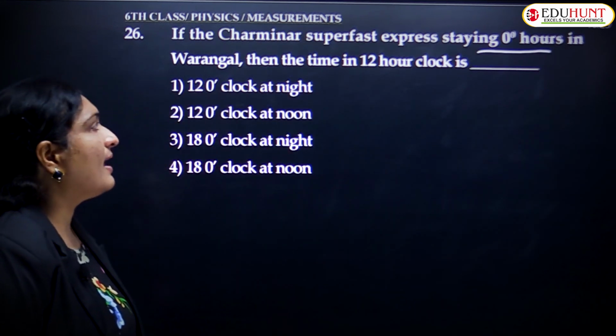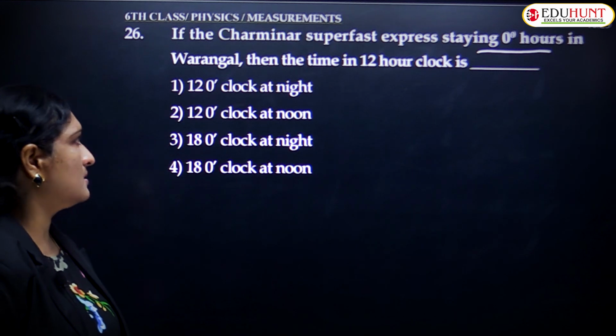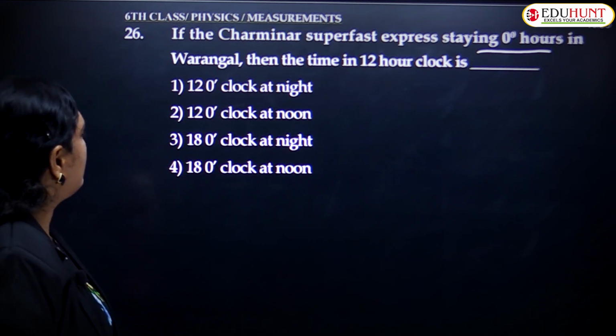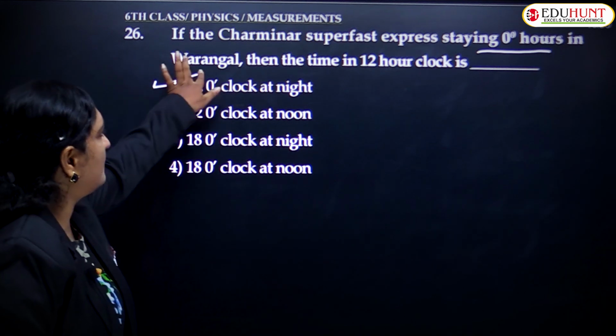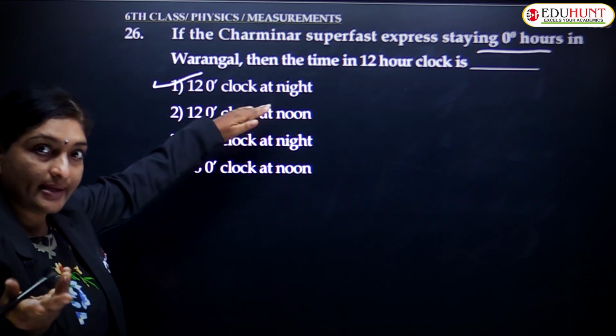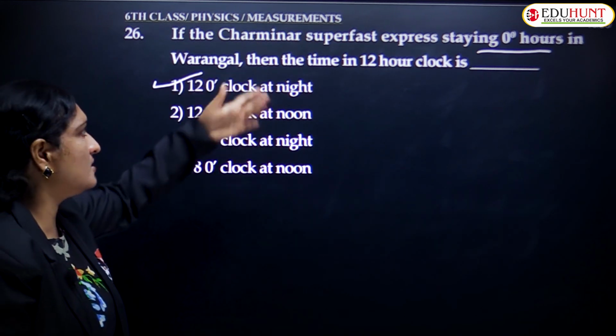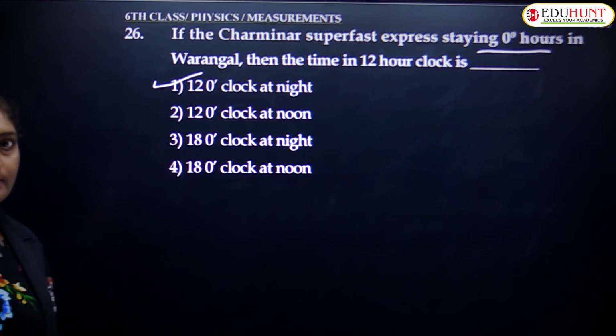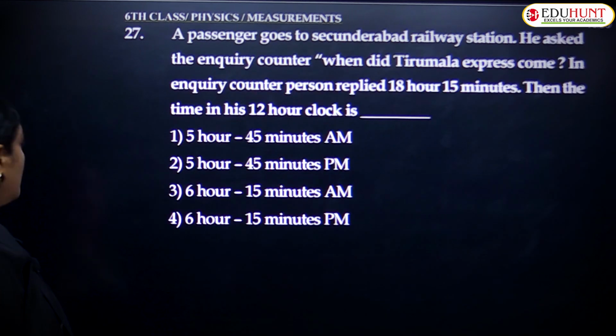Then the time in 12-hour clock is, I told you what was the time? 12 o'clock midnight. Yes, say 12 o'clock midnight. It is not afternoon. Night. After night, AM will start. 00 from there. Not 18 and all. So option number 1. Next.